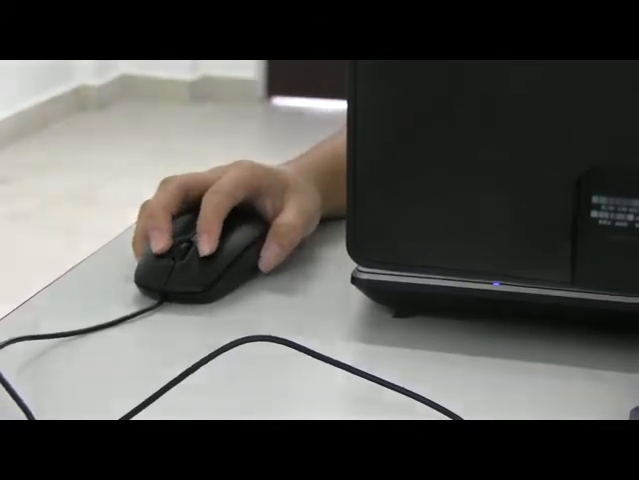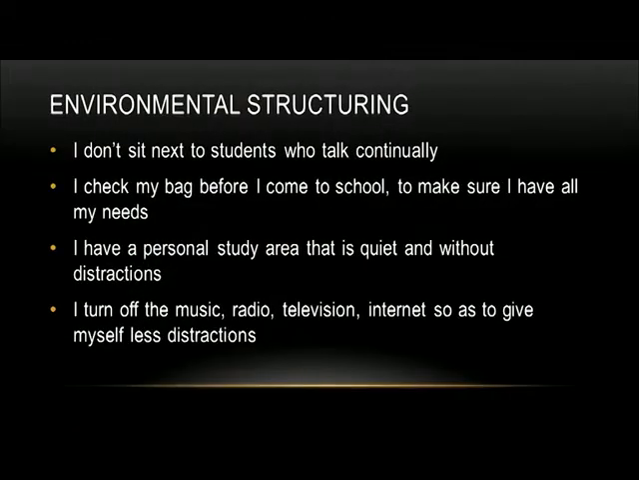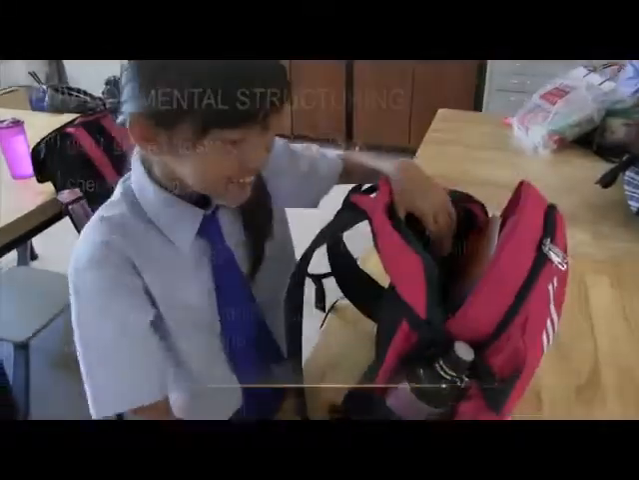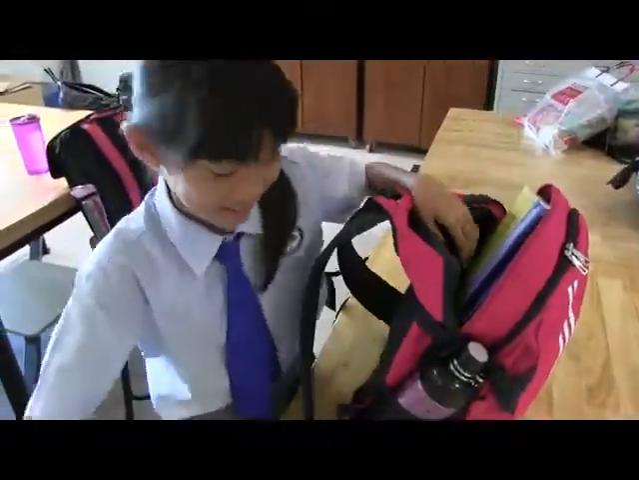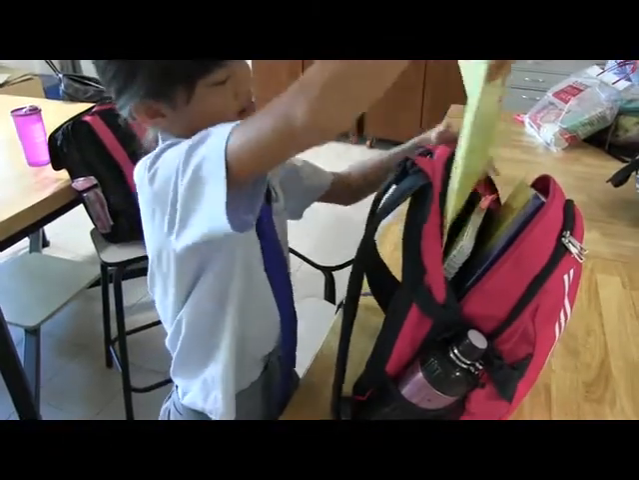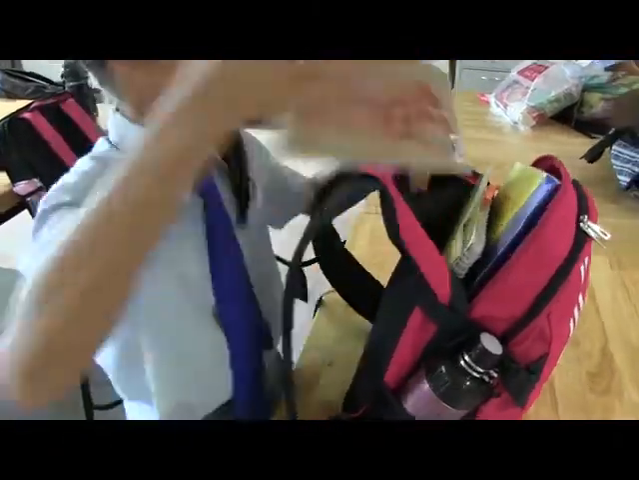Environmental structuring. I don't sit next to students who talk continually. I check my bag before I come to school to make sure I have all my needs. I have a personal study area that is quiet and without distractions. I turn off the music, radio, television, internet so as to give myself less distractions.